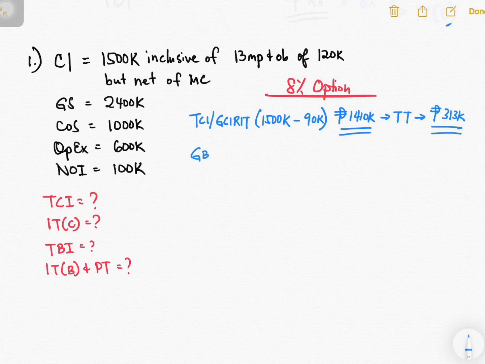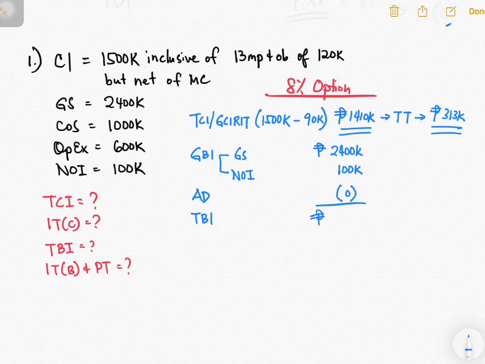So let's get your gross business income first. You have your gross sales and non-operating income. For gross sales, it's 2.4 million. Non-operating income, 100,000. And then allowable deduction, you cannot use 250,000 anymore because you used the tax table earlier. Actually, it's always 0 for a mixed income earner using 8%. So this is 0 to get your taxable business income of 2.5 million.